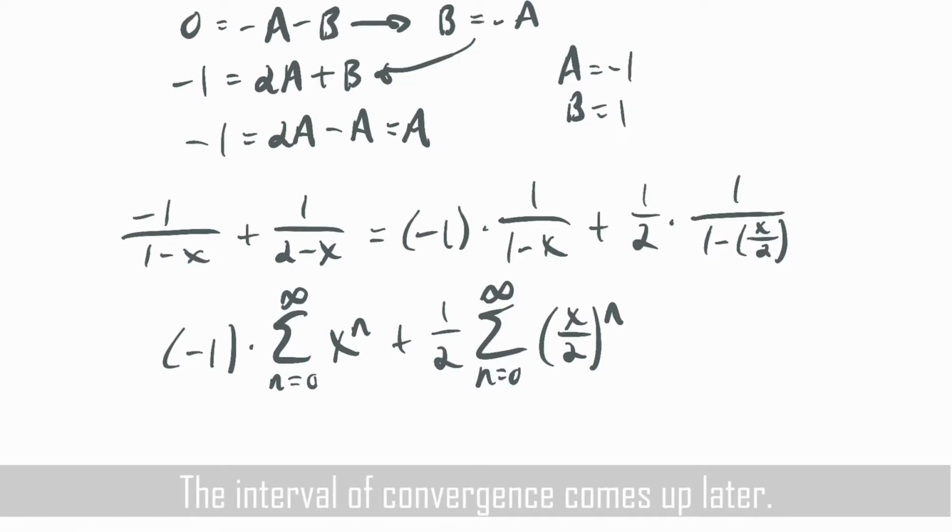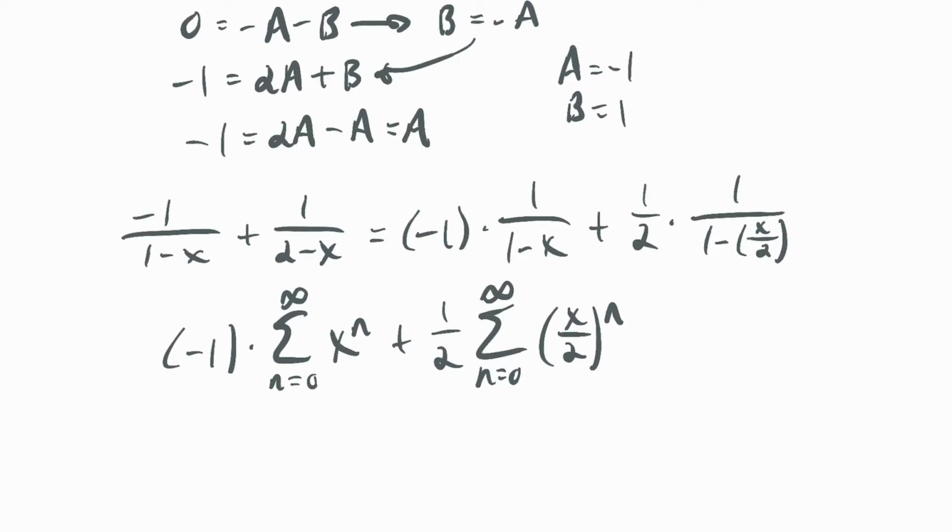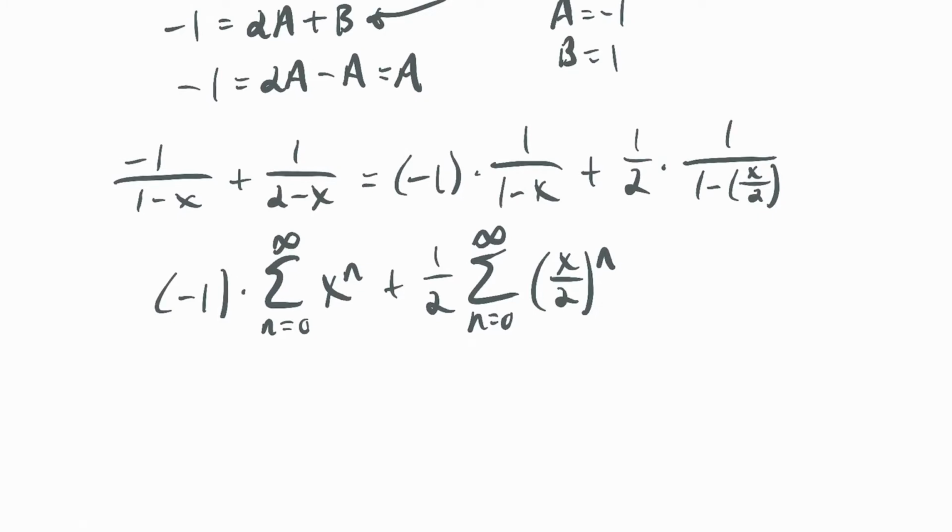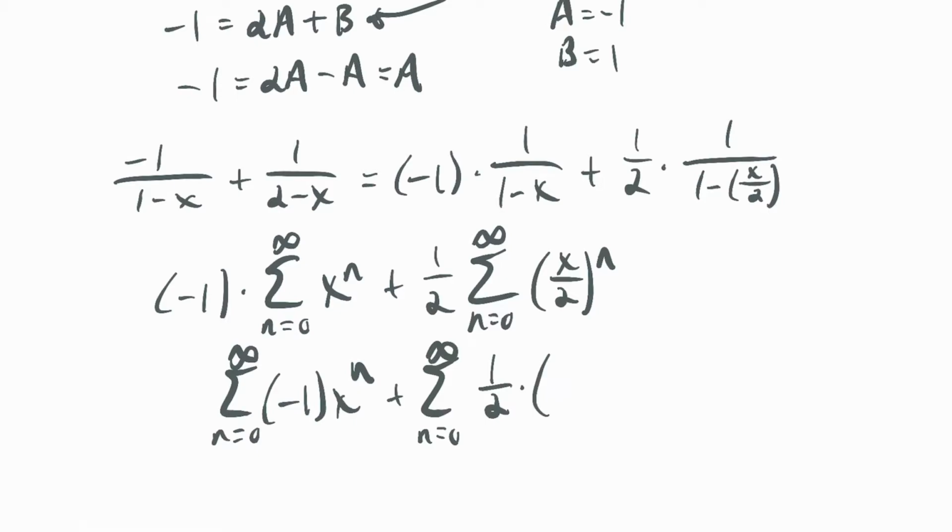Okay, now I want to rewrite this as a single power series, so I have to do a little bit of rearrangement. I'm going to go ahead and put the -1 inside here and the 1/2 inside here. So I'm going to have the sum as n goes from 0 to infinity of -1 times x to the n power, plus the series n goes from 0 to infinity of 1/2 times 1/2 to the n power times x to the n power.